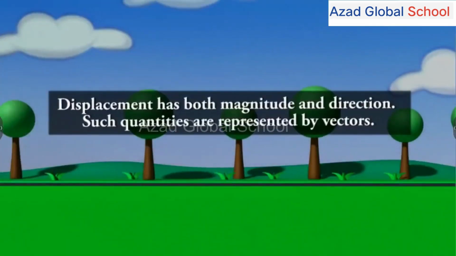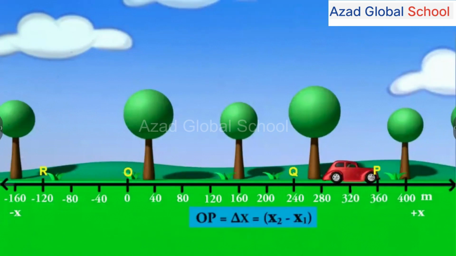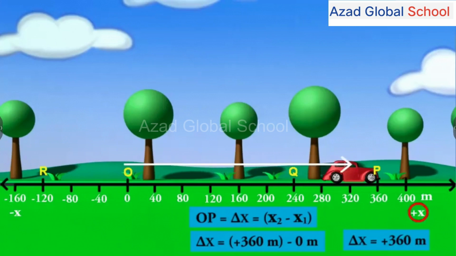Displacement has both magnitude and direction. Such quantities are represented by vectors. For example, displacement of the car in moving from O to P, OP equals delta x equals x2 minus x1 equals plus 360 meters minus 0 meters equals plus 360 meters. The displacement has a magnitude of 360 meters and is directed in the positive x direction, as indicated by the positive sign.